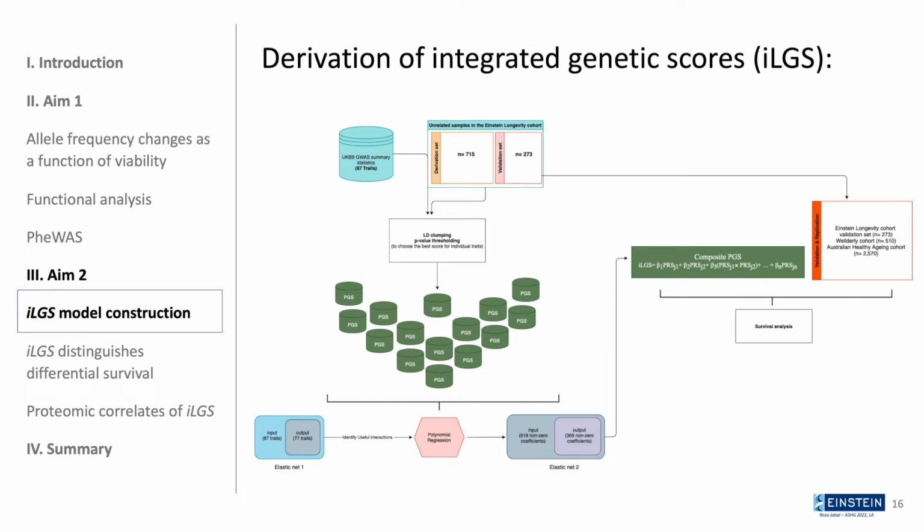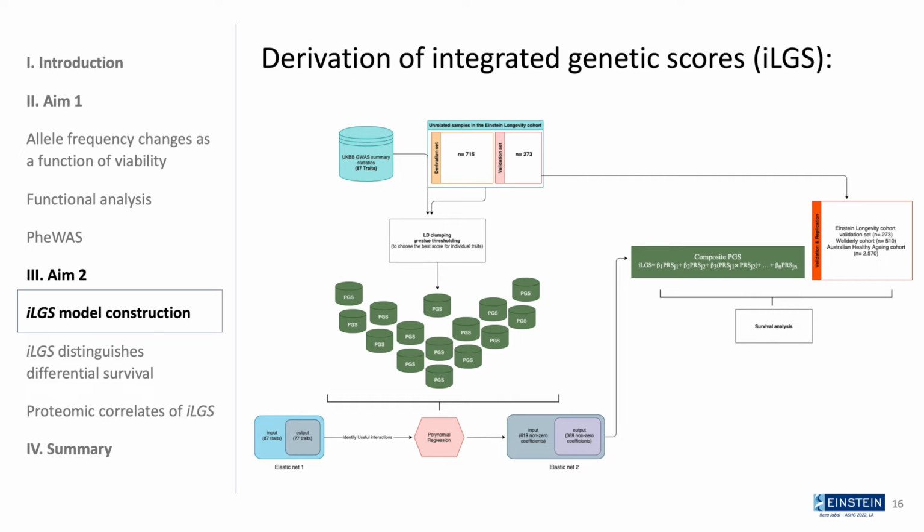We applied a stacked ensemble method to construct the integrated longevity genetic score. We first randomly split the Einstein centenarian cohort into the derivation set of 715 individuals and the validation set comprising 273 individuals. We then used polygenic risk scores of 53 select PheWAS-identified traits and 34 additional UK Biobank blood and urine biomarker traits. We trained the ensemble model on 65% of the derivation dataset and tested it on the remaining 35%. Upon 5-fold cross-validation, our model achieved an area under the curve of 87%.